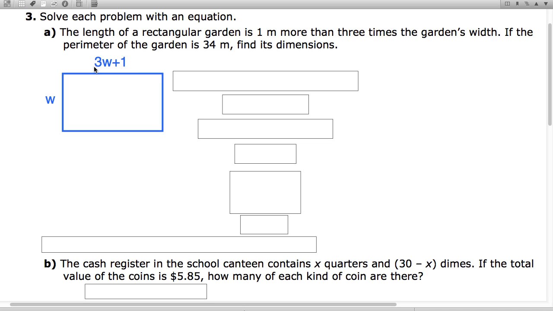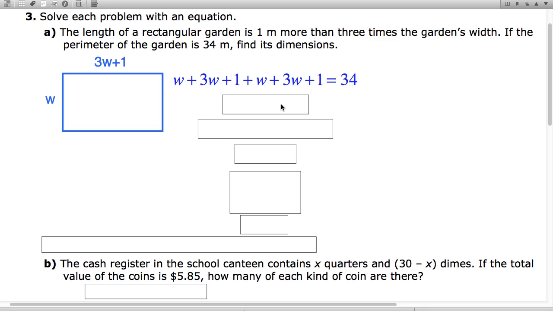Now that we've got something figured out for the dimensions using variables, we can set up an equation. We're told that the perimeter of the garden is 34 meters. Well, the perimeter is the distance around the outside of this object. So you're talking about adding all 4 sides together. So w is one of the sides, 3w plus 1 is the length, w is the other width, and 3w plus 1 is the other length. If you add all 4 side lengths together, you should get 34.